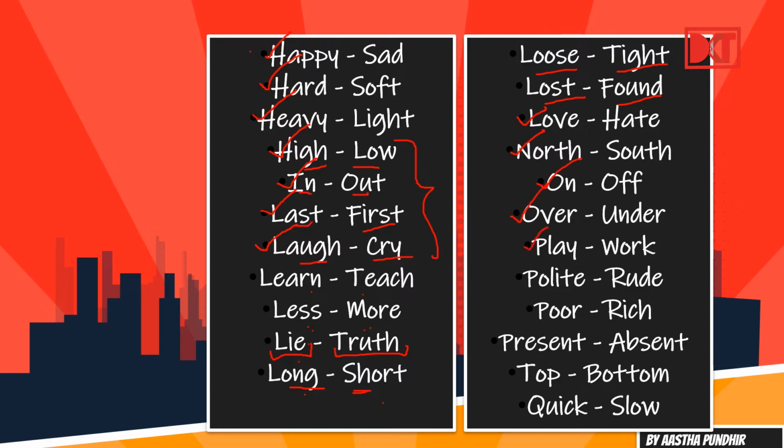Play and work, polite and rude, poor and rich, present and absent. When your teacher takes your attendance, you either say present ma'am when you're in the class, or for somebody who's not there, you say absent ma'am. Right? Top and bottom, quick and slow. Now do you see what the similarity is in all of these? The similarity is that both words in each pair mean the opposite. So let's move on.